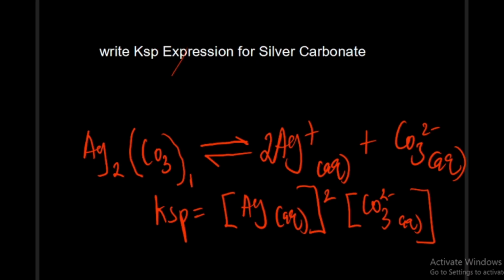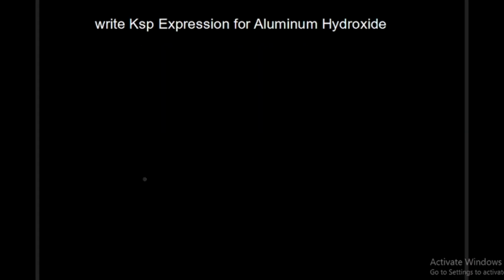So let's look at the next question. The next question is aluminium hydroxide. You can also pause this video and try aluminium hydroxide yourself. Write the Ksp expression for aluminium hydroxide. Now we know that aluminium is Al3+, while hydroxide is OH-.